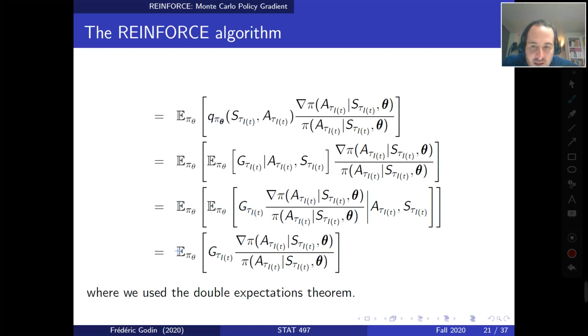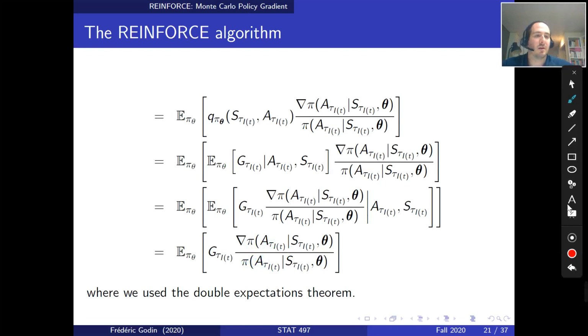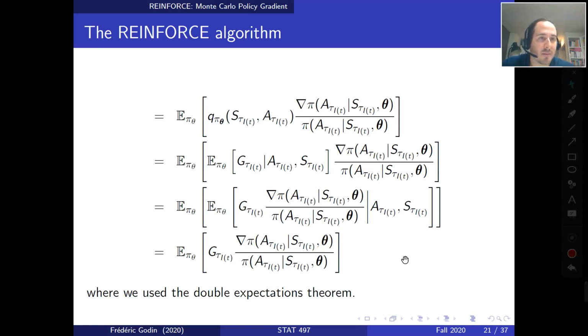So this is the expectation over the on-policy distribution of the return at a given random time within the episode, times the gradient of the policy of the current action, divided by the probability of the current action characterized by the policy. And when I say current time, it's the time randomly picked within an episode.